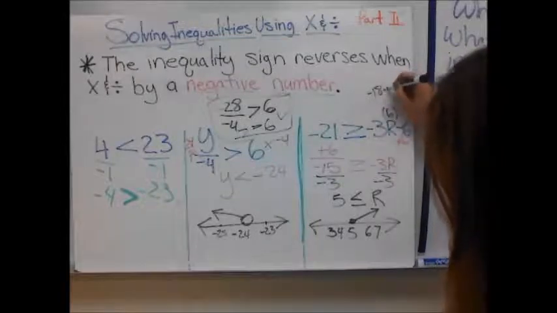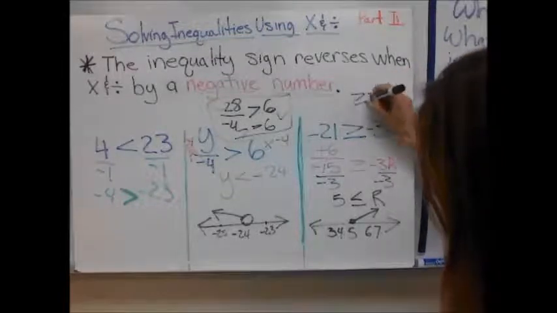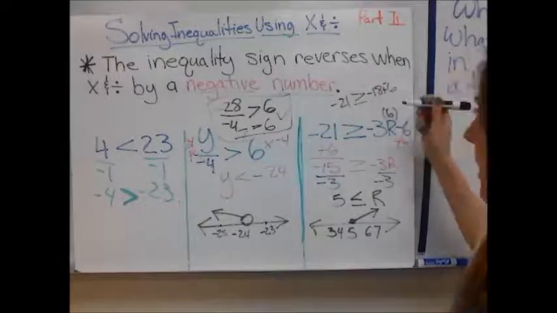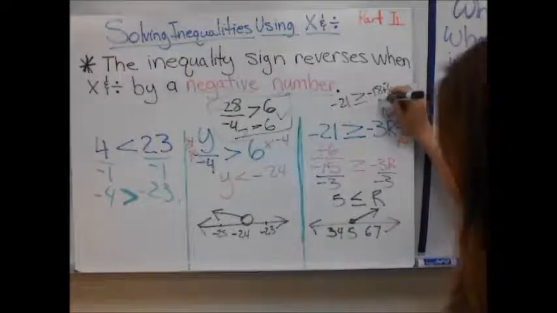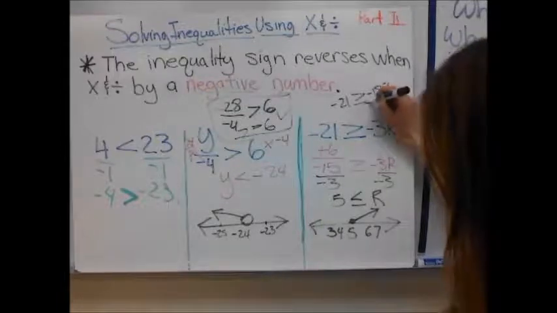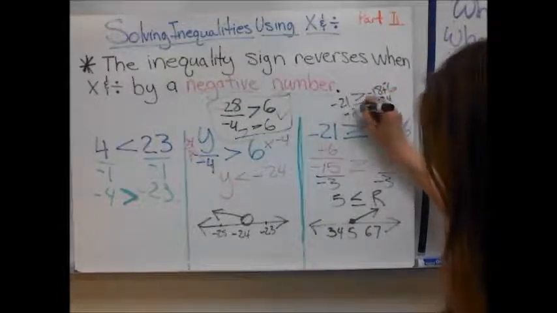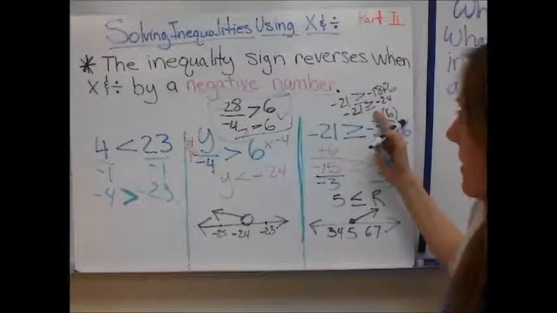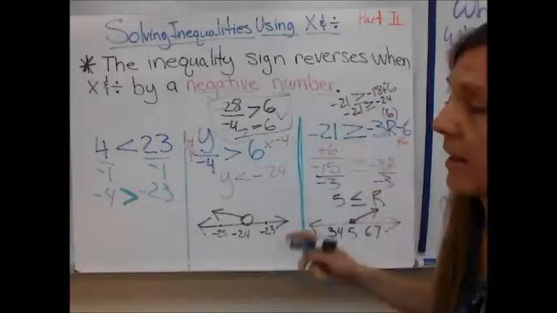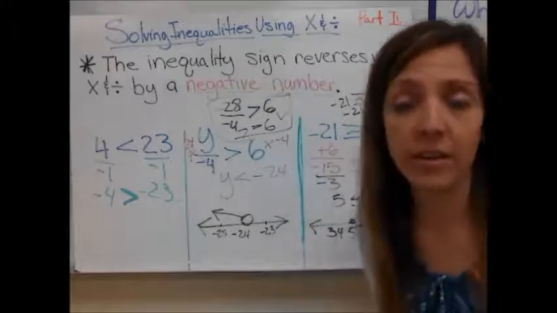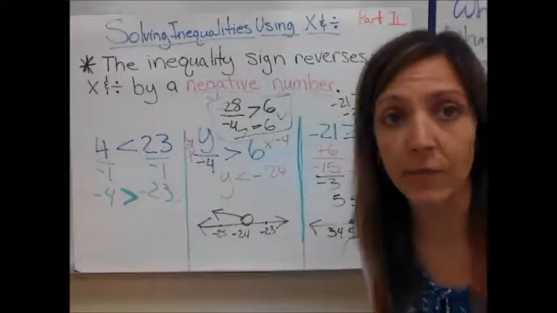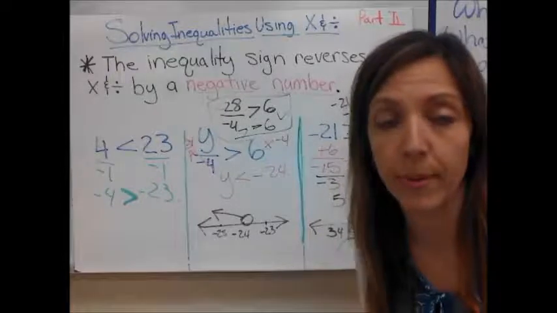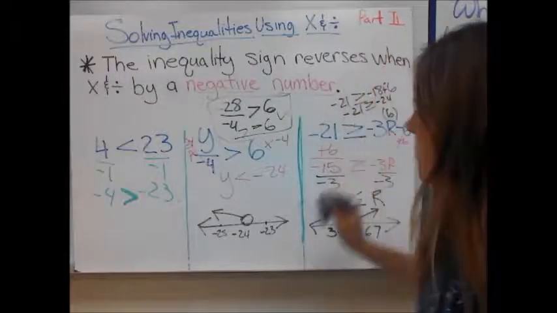I'm going to write the whole thing out. So negative 18 minus 6, or plus a negative 6, is negative 24. And negative 24 is less than negative 21. Negative 21 is greater than negative 24 because negative 24 is farther to the left and negative 21 is farther to the right, closer to positives. So it checks out.